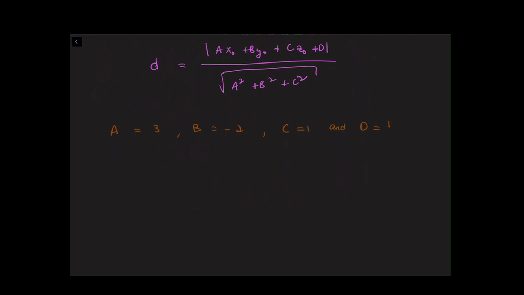So you have 3, that's a, times 1, minus 2, plus 1 times 3, plus 1, because d is 1. That will give me 3 minus 4 plus 3 plus 1. That is equal to 1. So our numerator is the number 1.